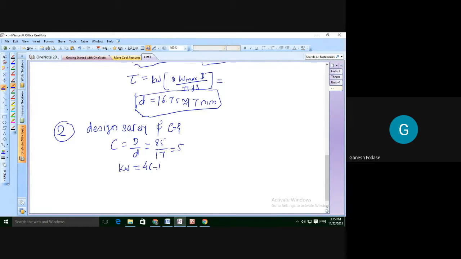Again, same formula, 4C minus 1 upon 4C minus 4 plus 0.615 upon C. Yes, anyone? How much is new kW? 1.31. With C equal to 5, value of kW is? Is it 1.29? 1.31, sir. 1.31, yes.